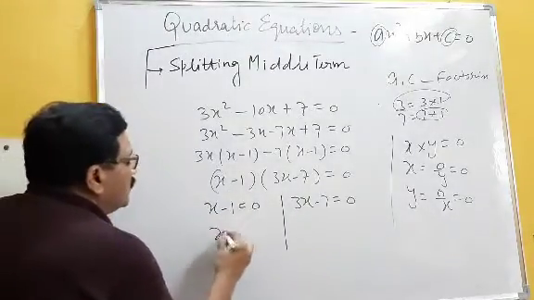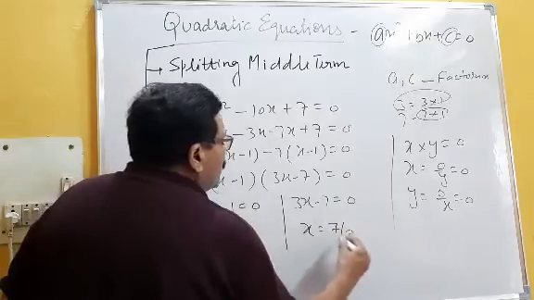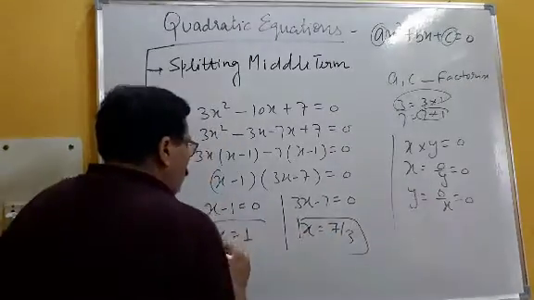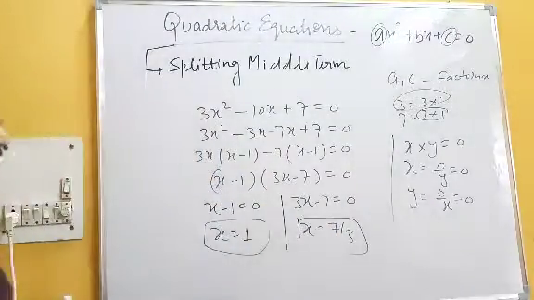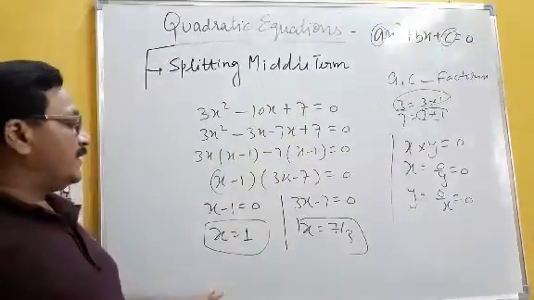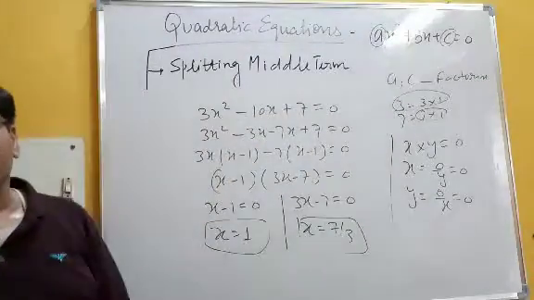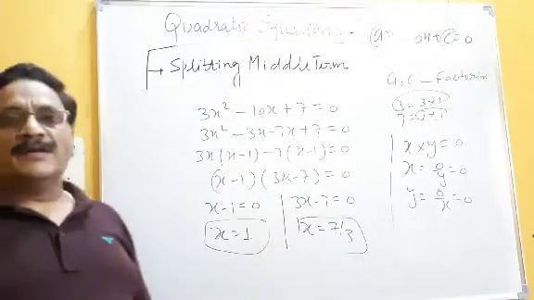Now transferring, x equals minus 1. Here you will get x equals minus 7 upon 3. So these are the two roots of the quadratic equation which will satisfy the given condition. If I substitute this value of x there, you get the result 0. This is called splitting the middle term.